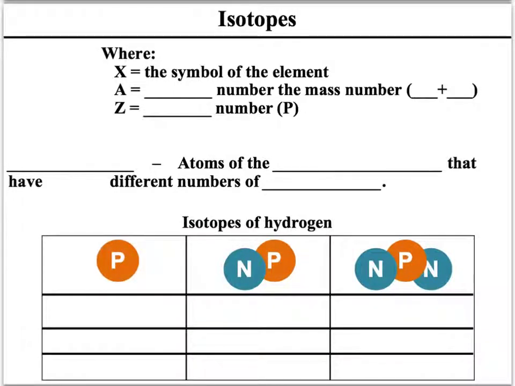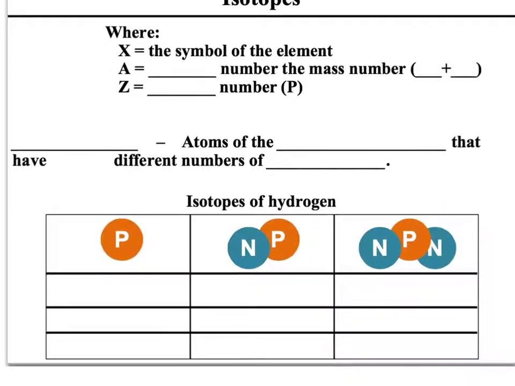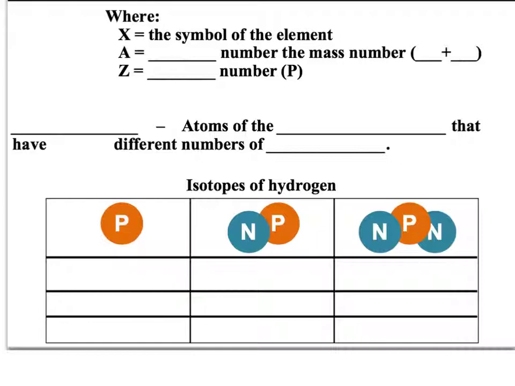In this video, I'm going to talk about some of the basics of isotopes. We have a nuclear symbol that looks like this. The X is the symbol of the element. The A is the mass number, and that's the number of protons plus neutrons. And the Z is the atomic number, and that's the number of protons. And we know that protons define what the element is.